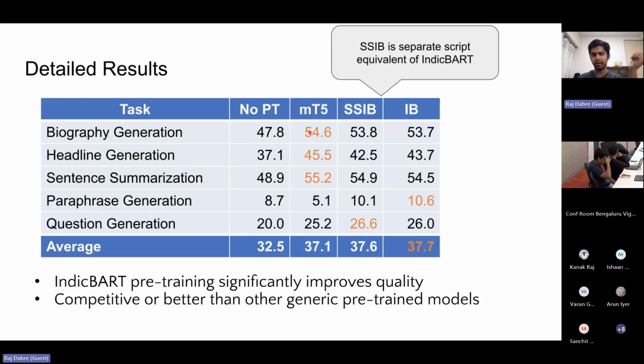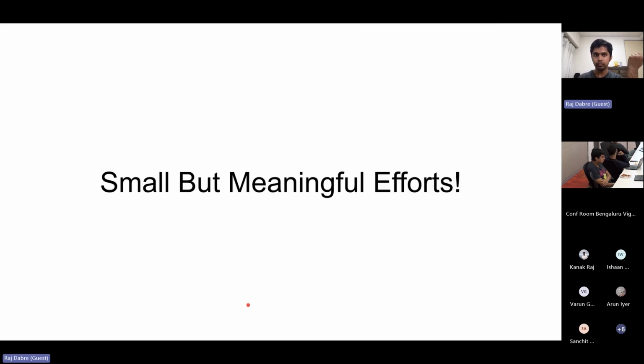And these are some numeric results, but in general, the conclusion is that pre-training really helps overcome a significant bottleneck for the fine-tuning data requirement. And then these language family specific models are competitive or better than generic pre-trained models. So I guess Sanjit has a question here.